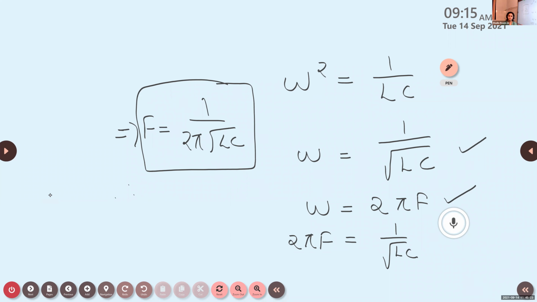You can go through any of these two derivations, but you must study the final expression for calculating the frequency of LC oscillation, that is f is equal to 1 by 2 pi into root of LC, where f is the frequency, L is the inductance of the inductor, and C is the capacitance of the capacitor. Here we have proved the equation for calculating the frequency of LC oscillation from the LC oscillator. Is it clear? Yes, ma'am. Okay.